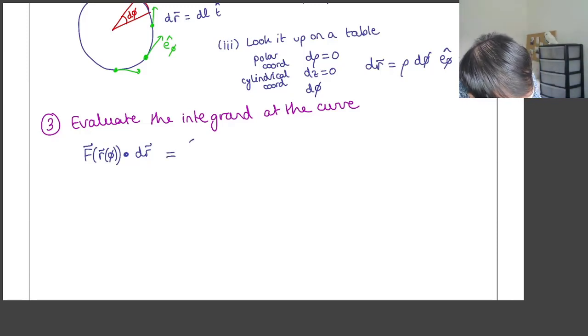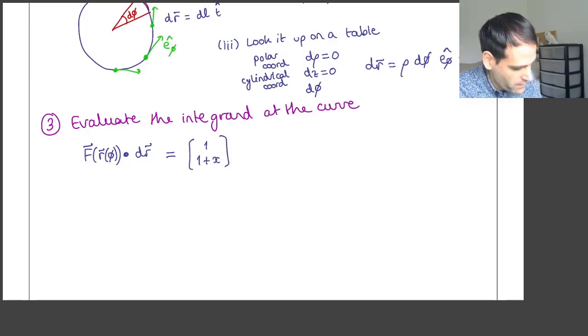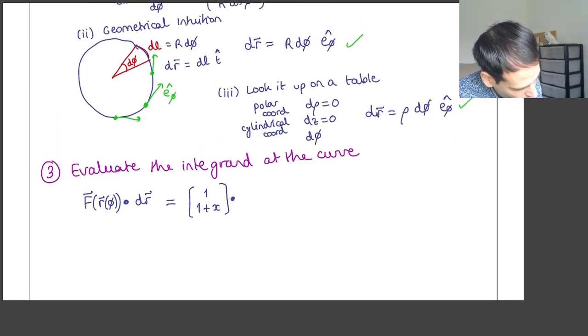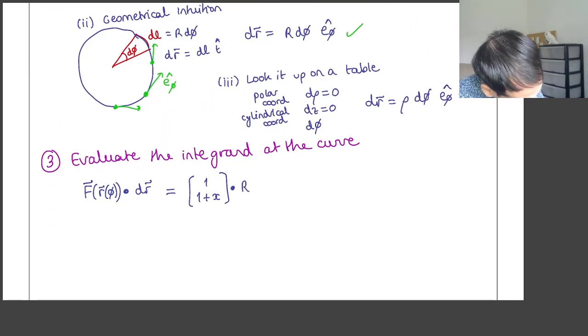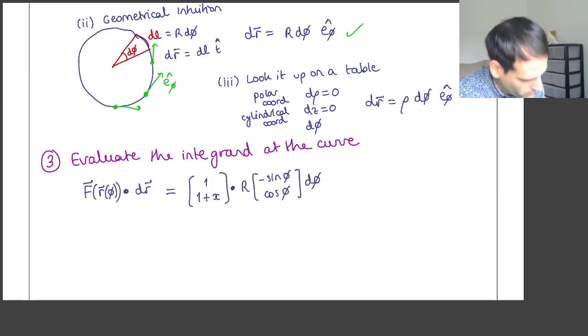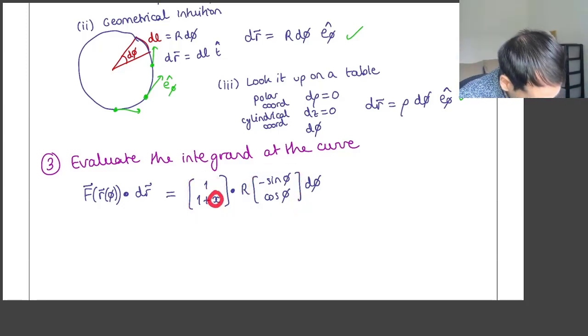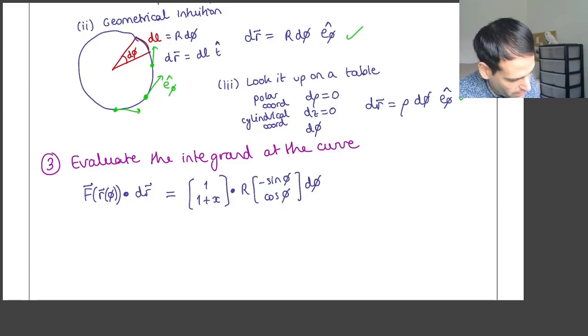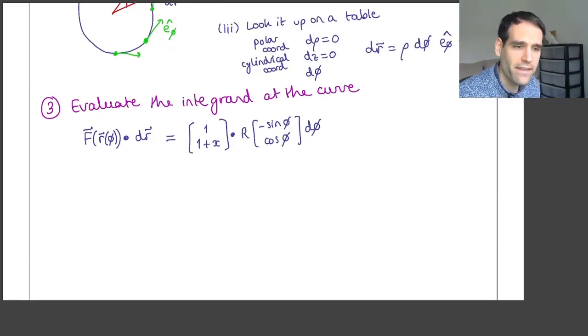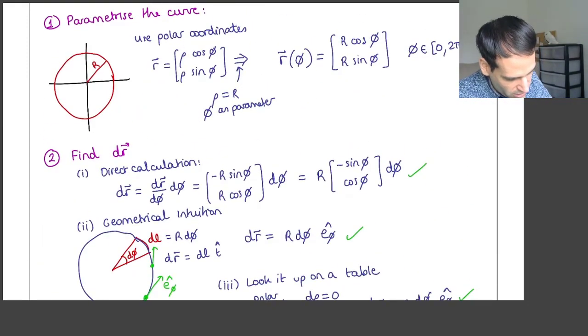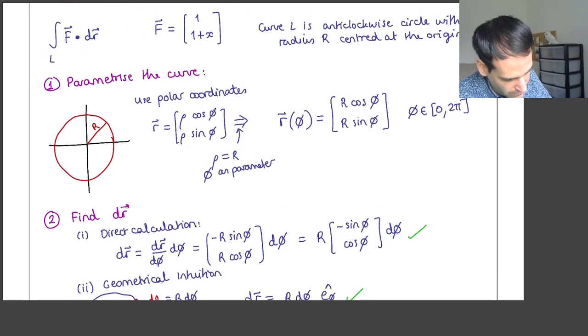So f dot dr is this function f, which is 1 and 1 plus x, dot dr, which is r times minus sine phi, cosine phi, d phi. Okay, so clearly here we have two vectors of the same size, so we need to do the dot product. But also we have an x, and we have to substitute. We cannot have x's in the integrand because x is changing as we move around the curve. That's kind of the rule.